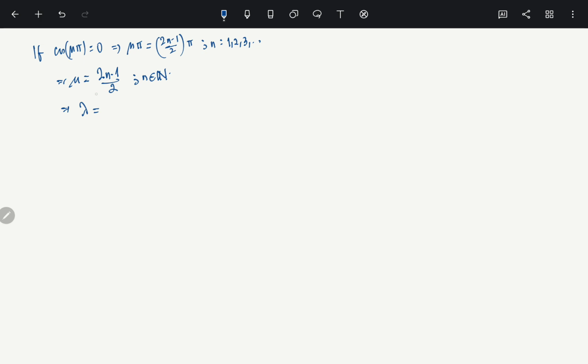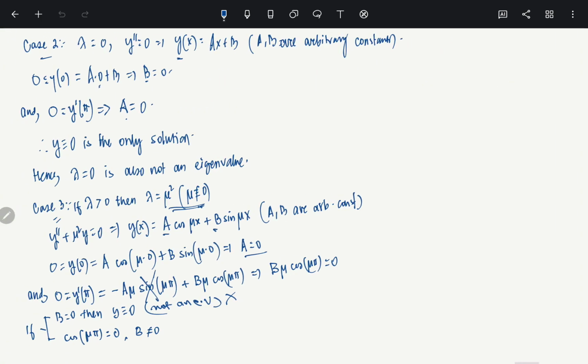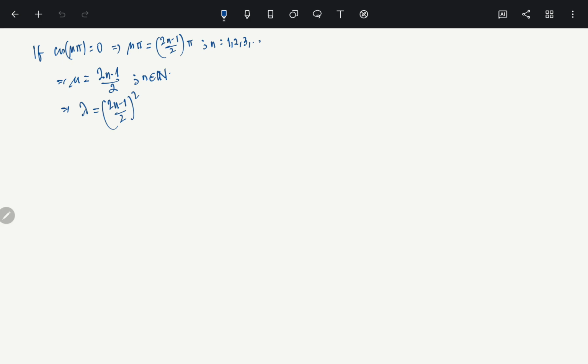One second, let me check. This is lambda is ((2n minus 1)/2) square. I hope this is correct. Let me just check. Your lambda is mu square, so lambda is mu square. Yeah, this is okay, right? So this is the thing. So basically this is (2n minus 1) square by 4, and n is in N.